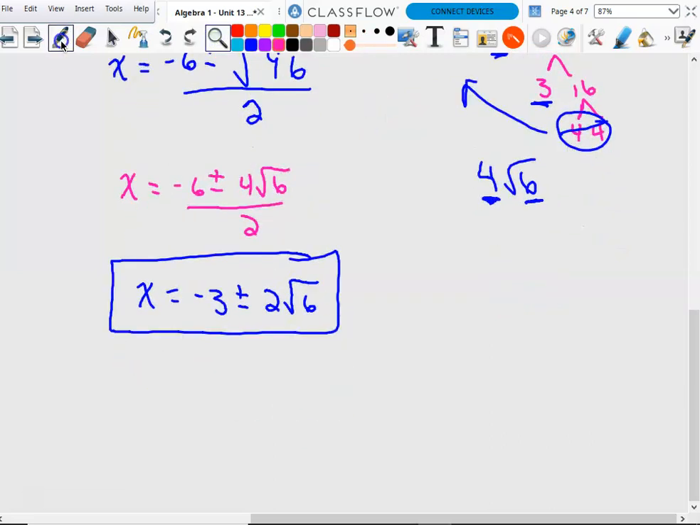And then I had to ask, can I reduce? And in this case, when you look at those 3 numbers, 2 can go into all of them. 2 went into 6 3 times. 2 went into 4 twice. 2 went into itself once. Technically, there was a 1 on the bottom. But if it's a 1 on the bottom, we don't need to write it, so you won't see it. And we end up with negative 3 plus or minus 2 root 6 is our final answer.